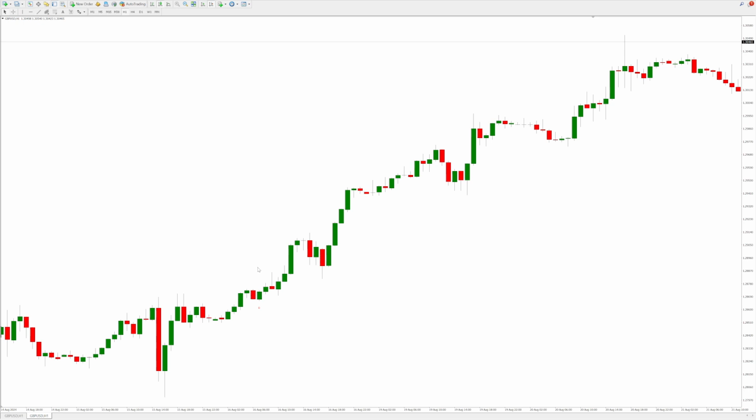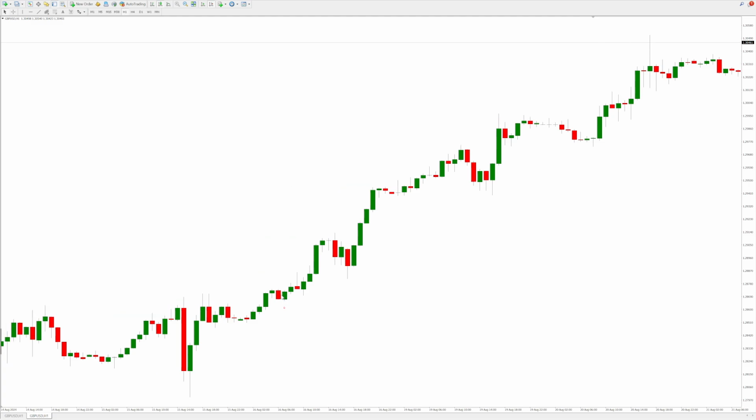So the 3 inside up candlestick pattern consists of a down candle, as you can see here, followed by an up candle, as you can see here. The up candle should be at least 50% of the body of the initial down candle, and then a final bullish candle that breaks out above the initial down candle there. So it's 1, 2, 3: down, up, and up breakout.